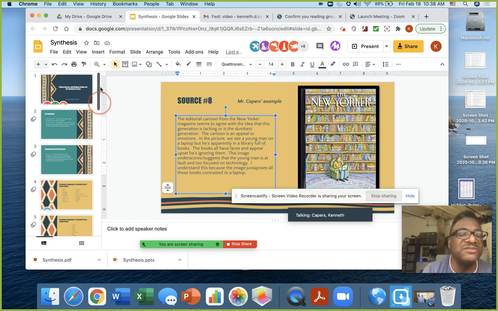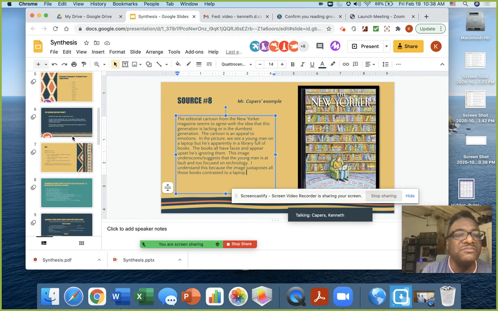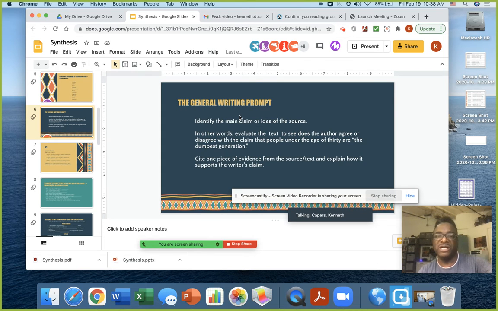Okay. And let me show you something which maybe I need to go back to. Let's see. So again, there's the prompt. Identify the main claim or the idea of the source. And what I did was exactly this. I evaluated the text to see, does the author agree or disagree with this claim? People under the age of 30 are the dumbest generation. I cited multiple pieces of evidence because I'm looking at images. So I talked about the books, the laptop, the setting, library. That was me answering the question. Anybody else have a question about what I did?